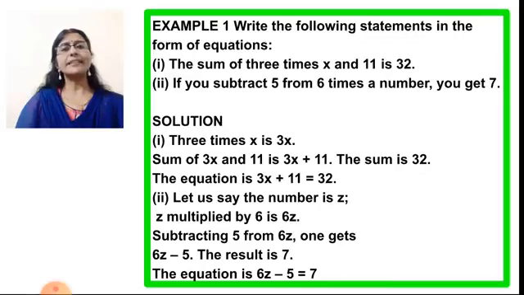And the result is given, you get 7. So how will you write? 6z minus 5 is equal to 7. So the equation is 6z minus 5 is equal to 7.